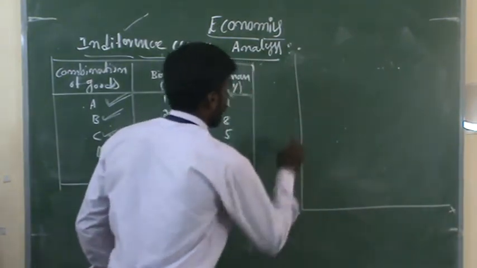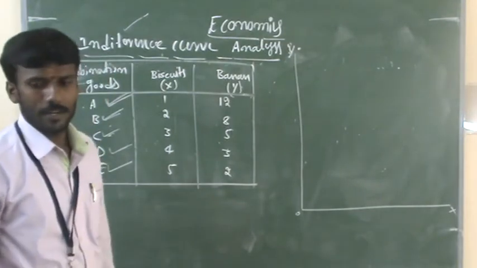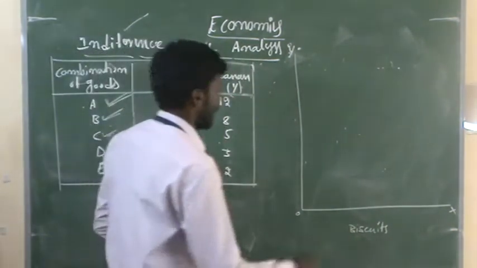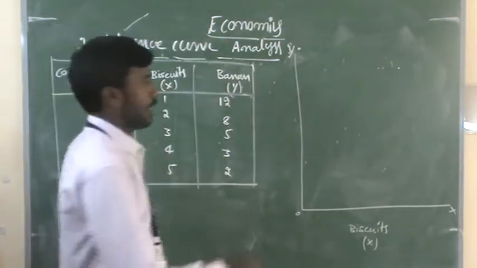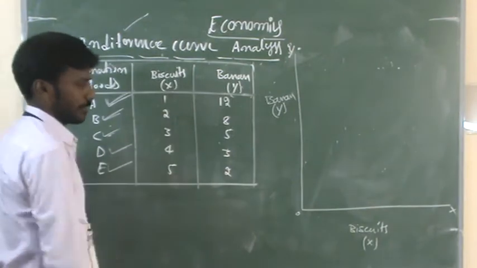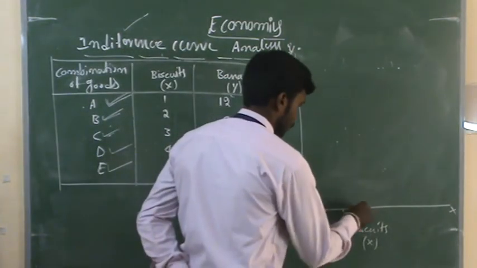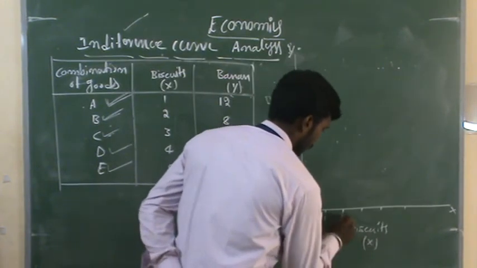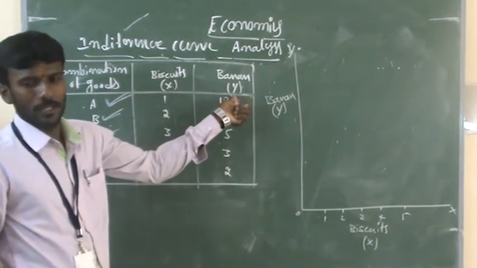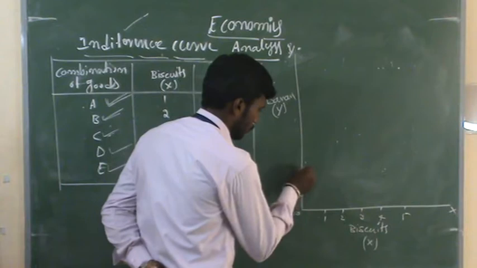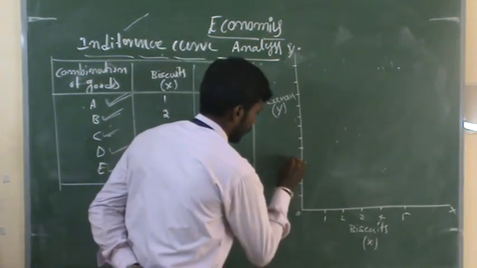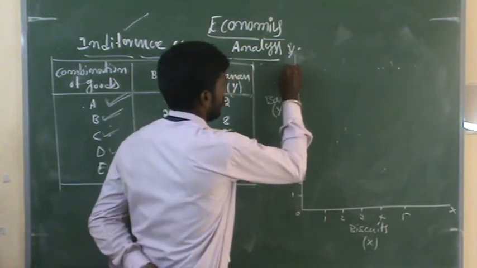So this is the x-axis and this is the y-axis. In the x-axis representing biscuits, I mean x commodity, and in the y-axis representing the remaining banana, that is y commodity. See, x is 1 to 5, 5 commodities only, so 1, 2, 3, 4, 5. And y commodity minimum value is 2, maximum value is 12, so we are going to mark 1, 2, 3, 4, 5, 6, 7, 8, 9, 10, 11, 12, like that.